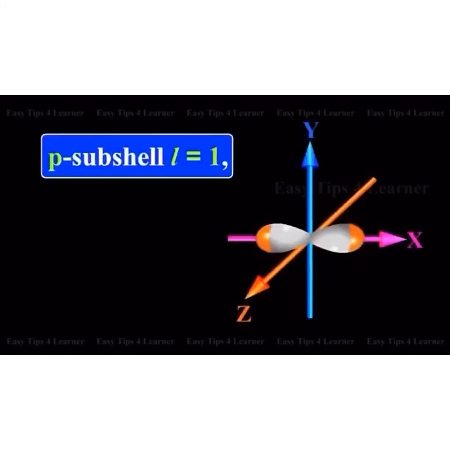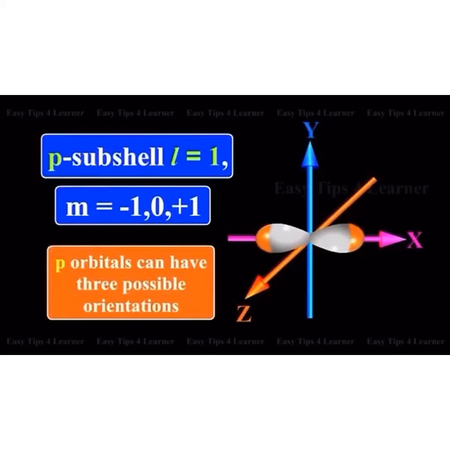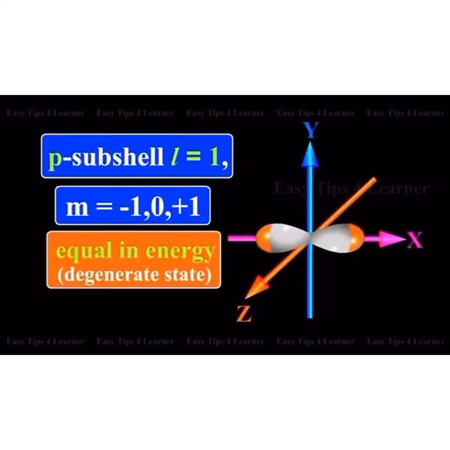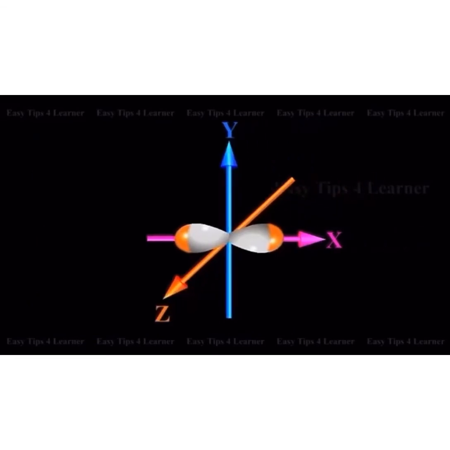Now let's visualize the shape of the p orbital. The p orbital has three values of magnetic quantum number m, which indicates that the p orbital has three possible orientations along x, y, and z directions. These orbitals are equal in energy and are known as degenerate orbitals. However, they differ in their orientation.